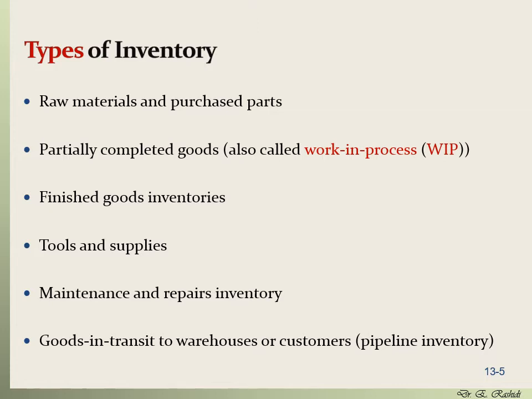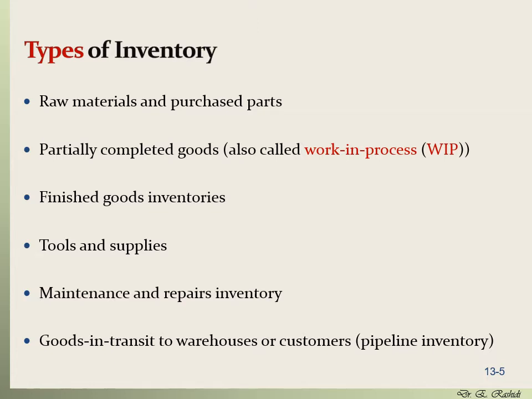We can also have inventory at the very end of the production line, inventory of finished goods, the finished products. After you are done with the manufacturing for the products that you have produced, you need to put them somewhere. That's the inventory of finished goods.